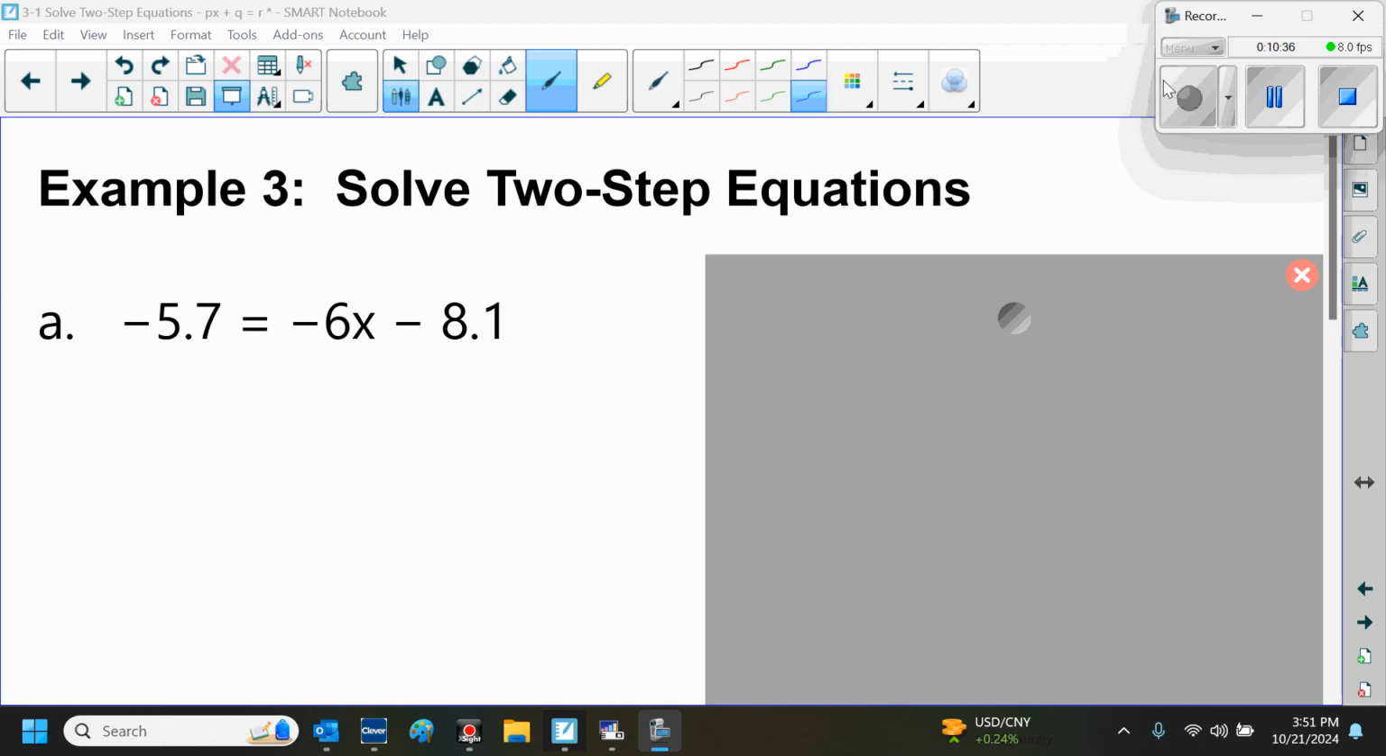So example 3 has decimals in here. Now, I would teach you a trick on how to get rid of the decimals, but since we're allowed to use our calculators, you can just use a calculator, but you still have to show your work, okay? So, we're just going to use the cover-up method, okay? So here we have negative 5.7 is equal to negative 6x minus 8.1.